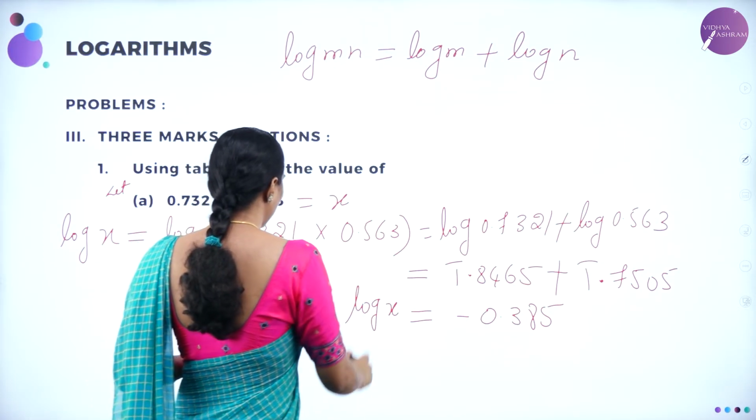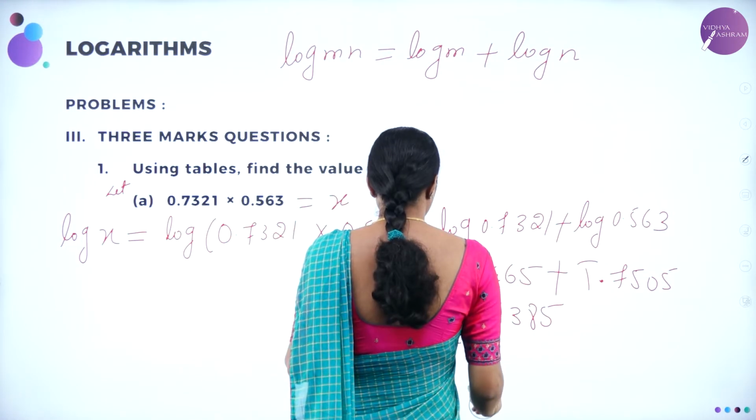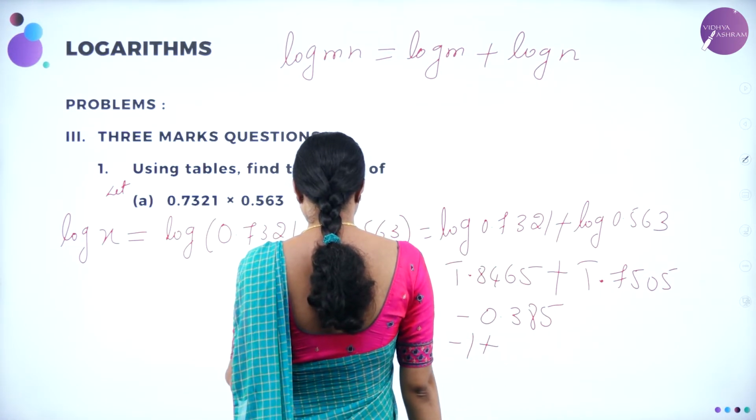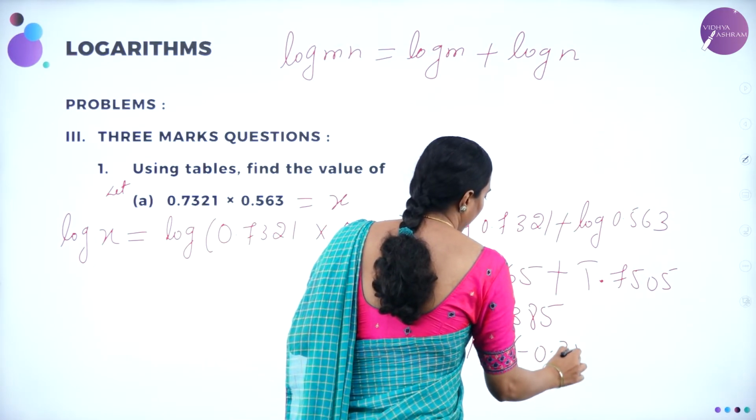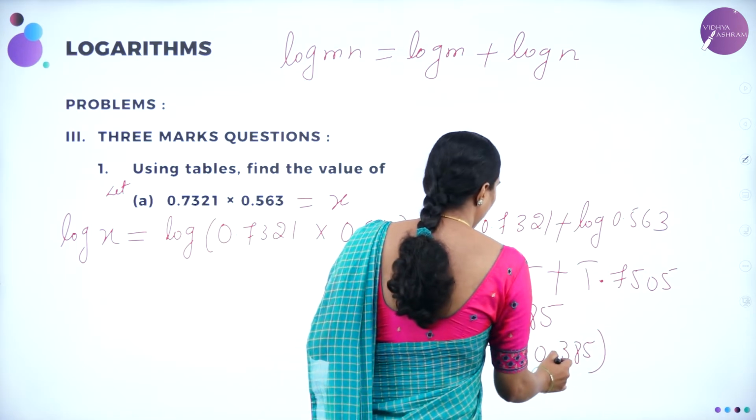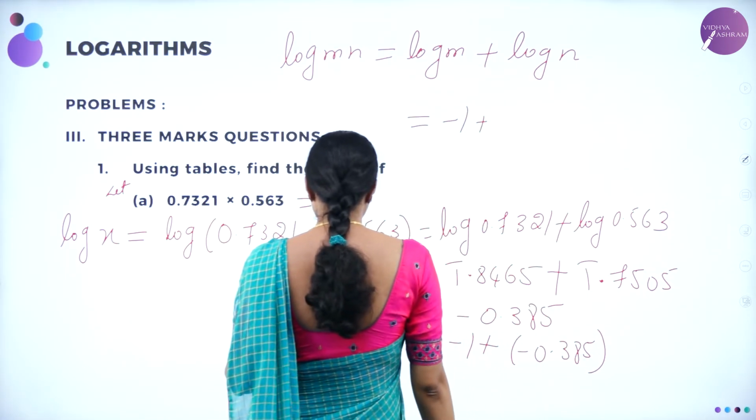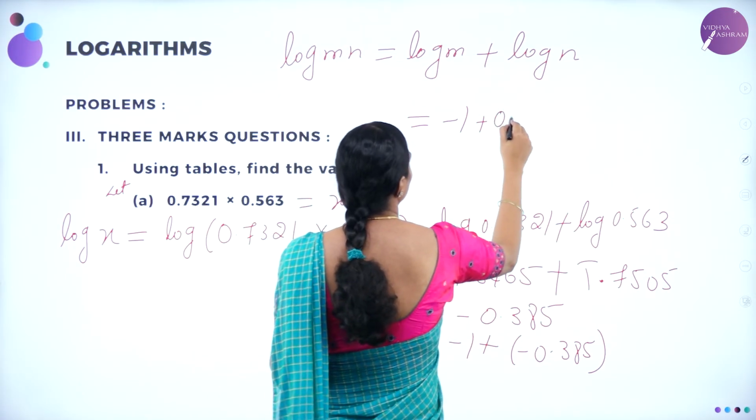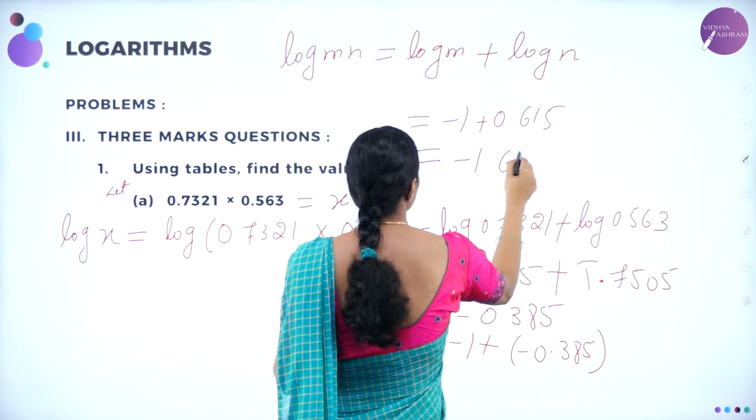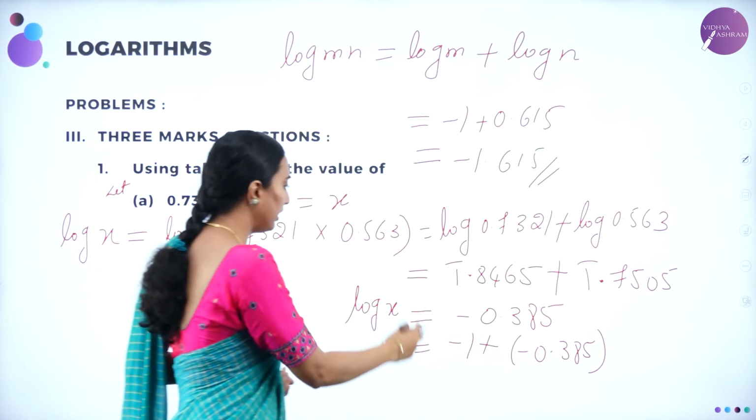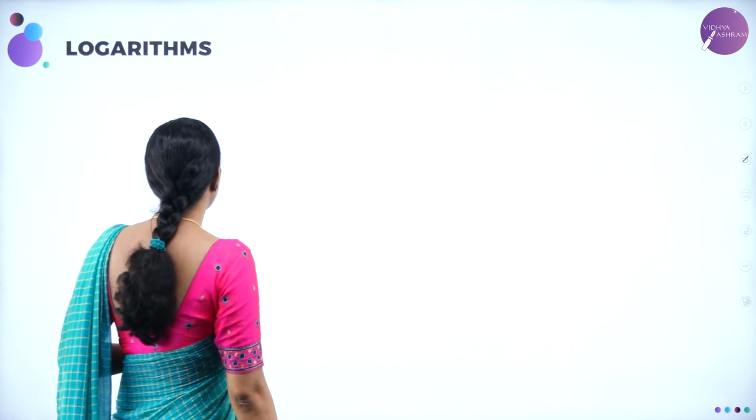Then x will be equal to, you can find out the value, which will be minus 1 plus minus 0.385. So minus 0.385 will be equal to anti-log of this one, which will be minus 1 plus 0.615, which is equal to minus 1.615. This is your answer. Anti-log of that one you are going to find out here. Understood? Okay. We'll move on to the next question.